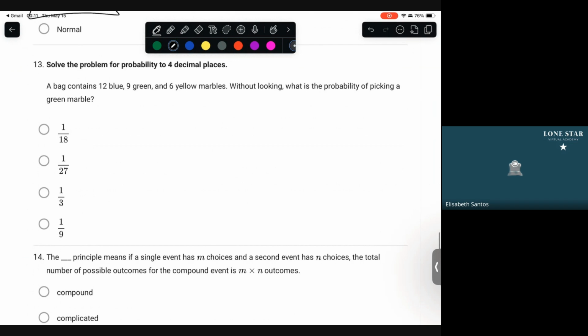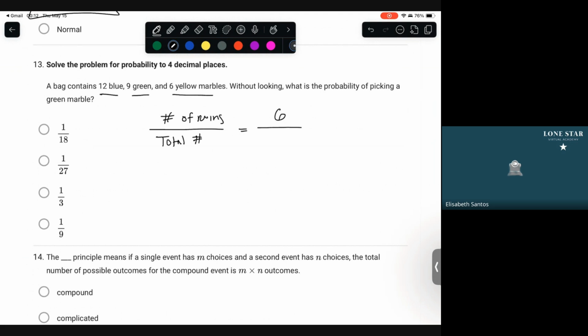Okay, so 13 here. We have a bag that contains 12 blue, 9 green, 6 yellow. Without looking, what is the probability of picking a green marble? Well, the probability is the number of wins over the total number of possibilities. So wins meaning how many green marbles are there? There's 6 over the total.